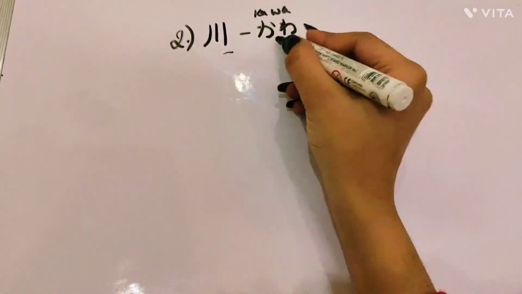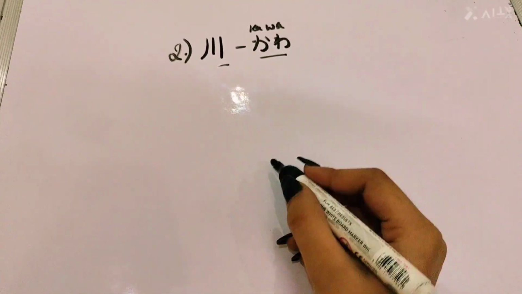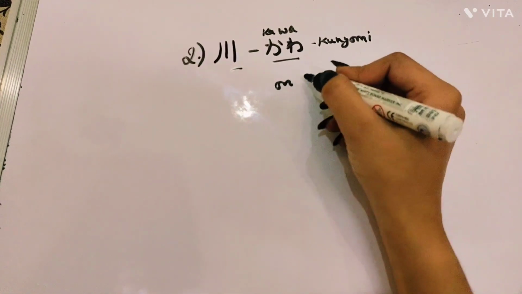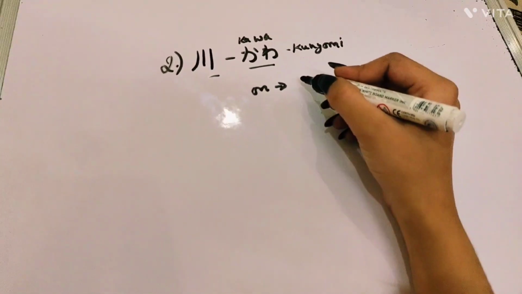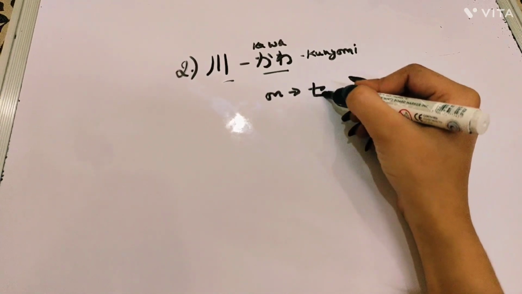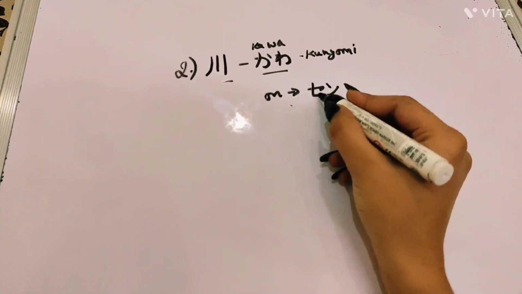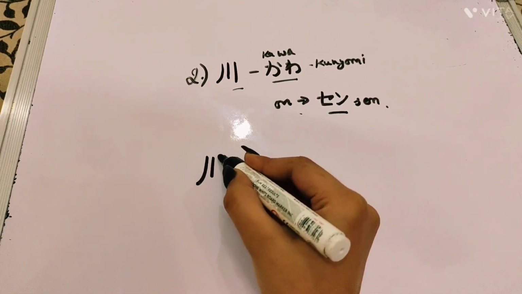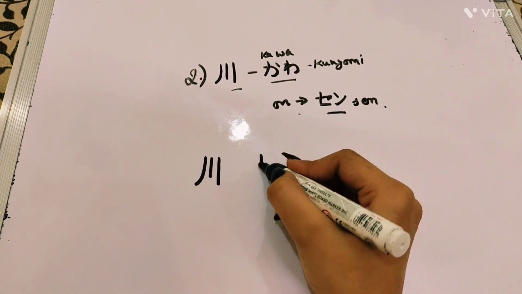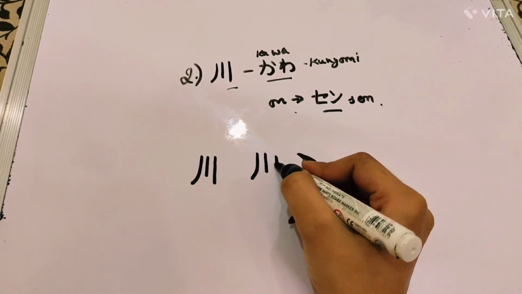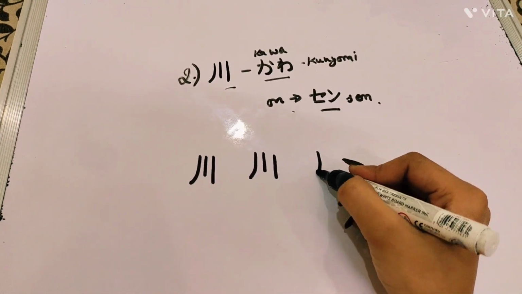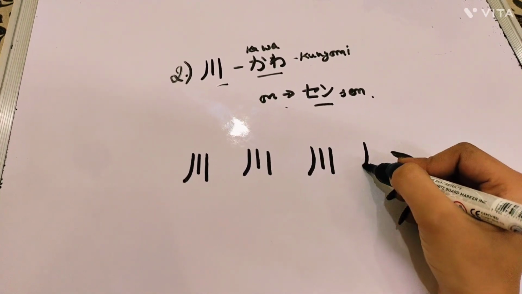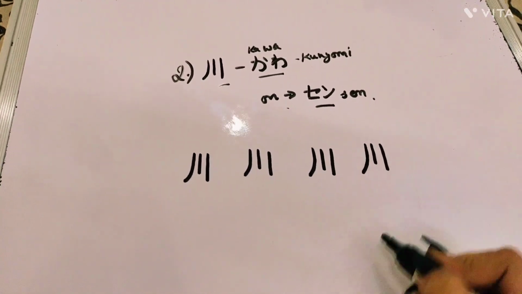Next is kawa. Kawa is a kunyomi, and the onyomi of kawa is sen. Right, Minnasan? Now, let's draw this kanji with me. Ichi, ni, san. With the 1, 2, 3.